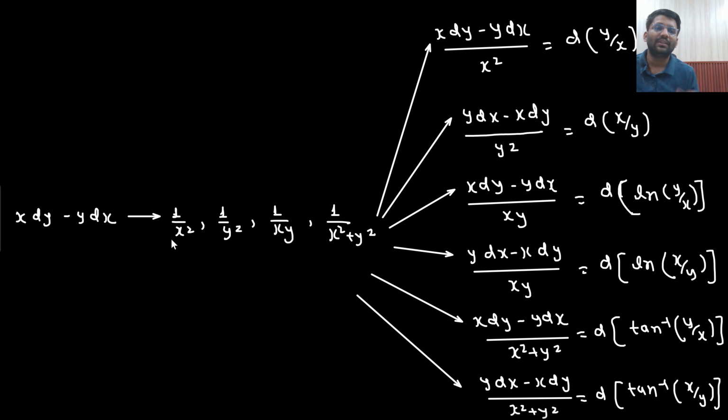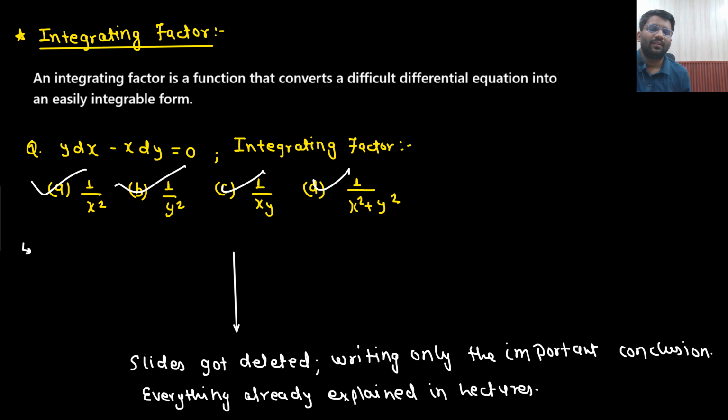They have cousin brothers. They will be divided with x square or y square or xy or x square plus y square. When we divide with x square, d of y by x. When we divide with y square, d of x by y. When we divide with xy, then it could be ln y by x or ln x by y. When we divide with x square plus y square, then it could be tan inverse y by x or tan inverse x by y. These are the scenarios, and this is how you need to study that. This is how you need to use your intuitions. So this was your inspection method.